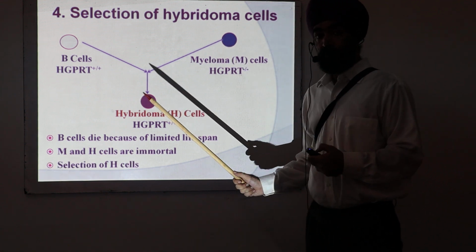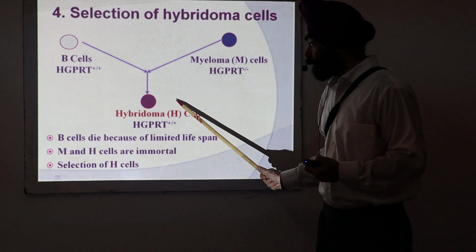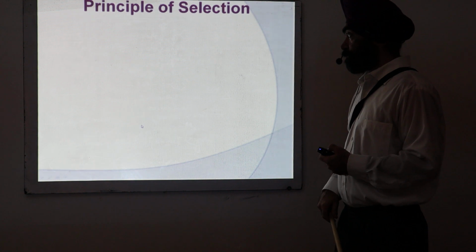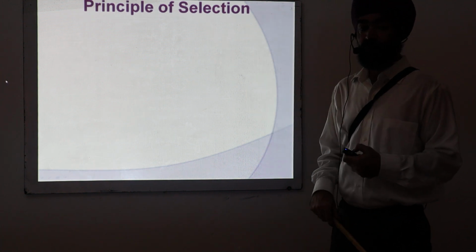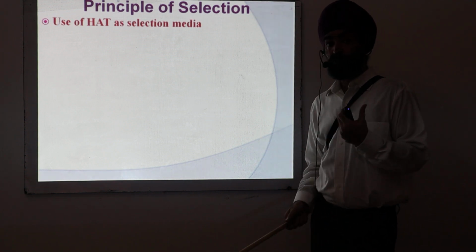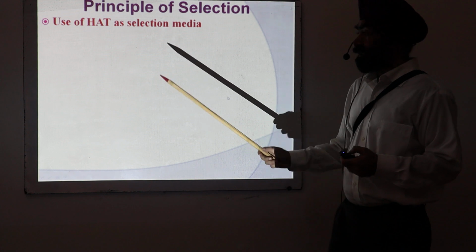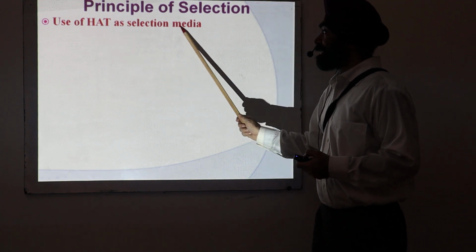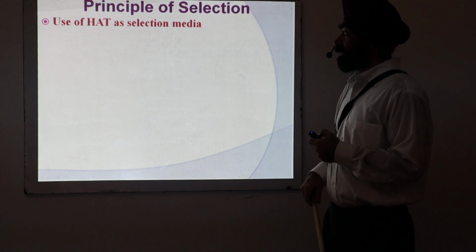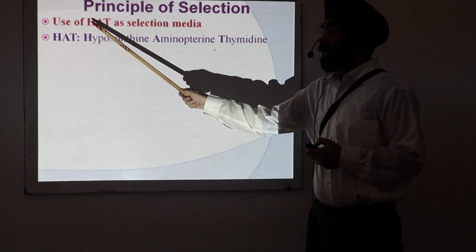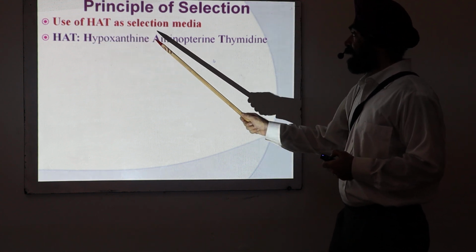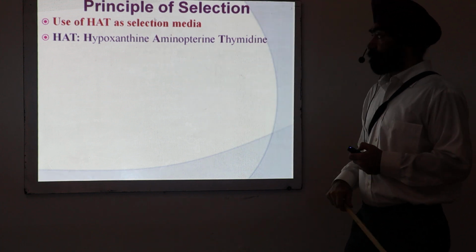So now you have to use a technique so that we can isolate H cells from the myeloma cells. So what is the principle? How to isolate H cells from the M cells? We use a special media which is called HAT, as a selection media. Very important thing which I am going to explain. What is the selection procedure? HAT: H stands for hypoxanthine, A for aminopterin, and T for thymidine.